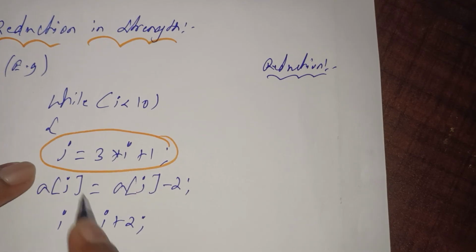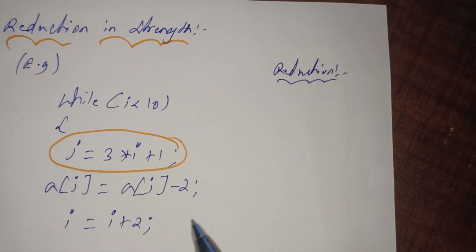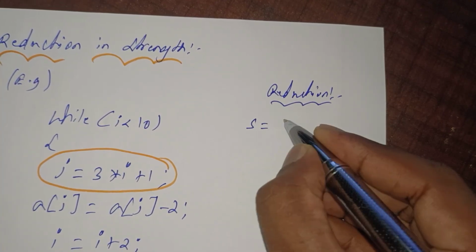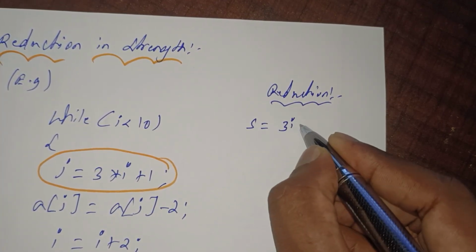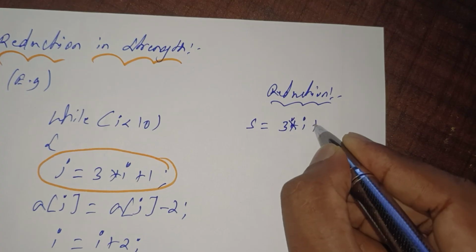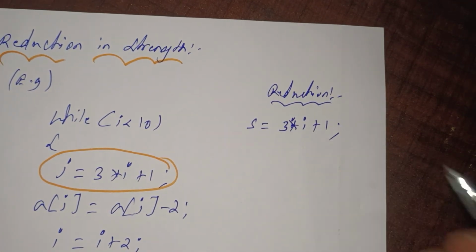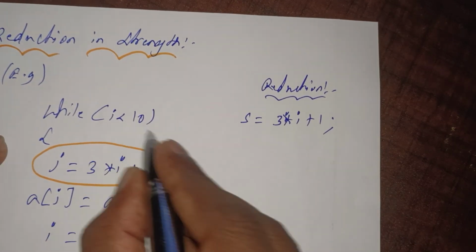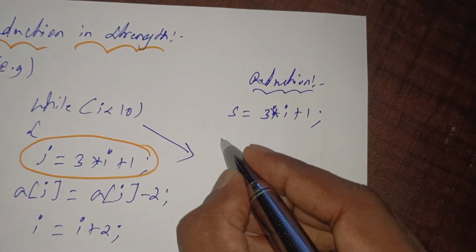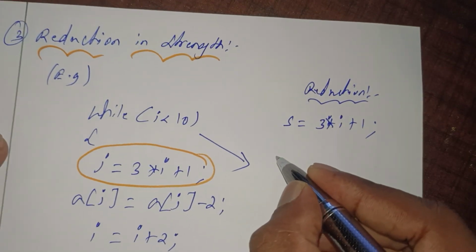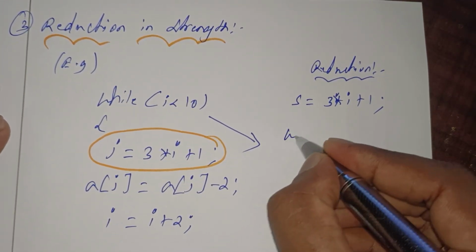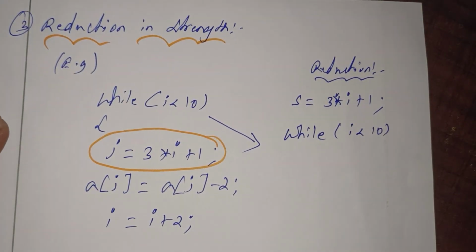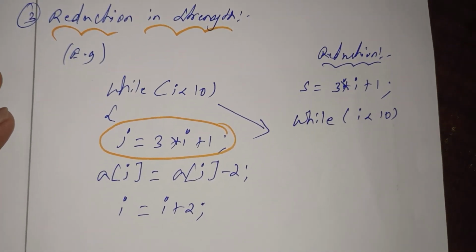I am just moving this particular value out of the loop. So for example, s is equal to 3 asterisk i plus 1. I'm just moving this out, so the computed value is in s. Now I have written the same values here. I'm going to write while i is less than 10. The condition I'm going to write in the same way.